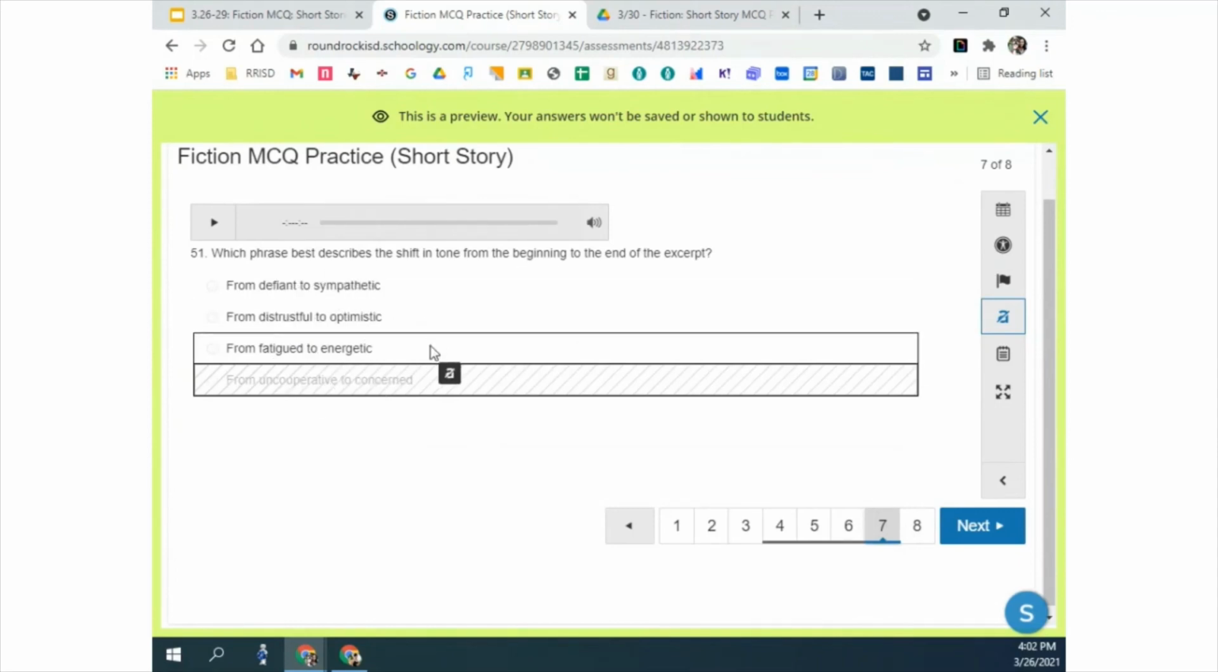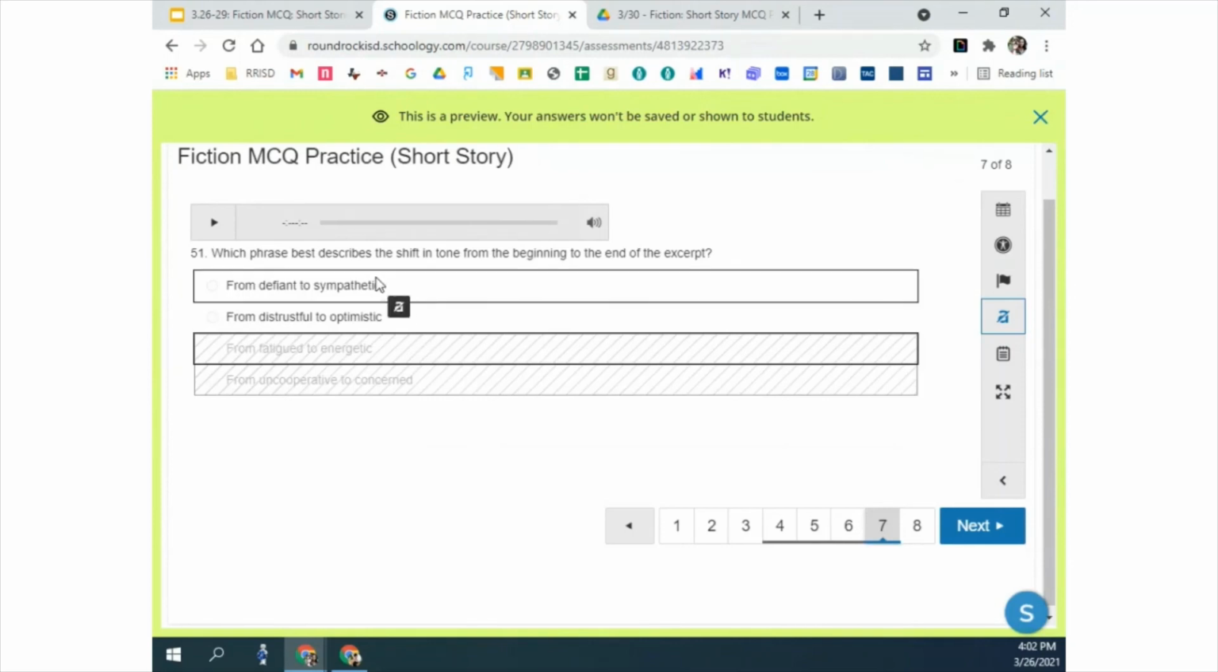But was he super energetic at the end? Was he bursting with energy? I can get rid of that one. Was he sympathetic? Was he feeling towards someone? Or was he ever defiant? Like, no, I don't want to. You know, he still purchased the bottles. So that's why this was the correct answer.